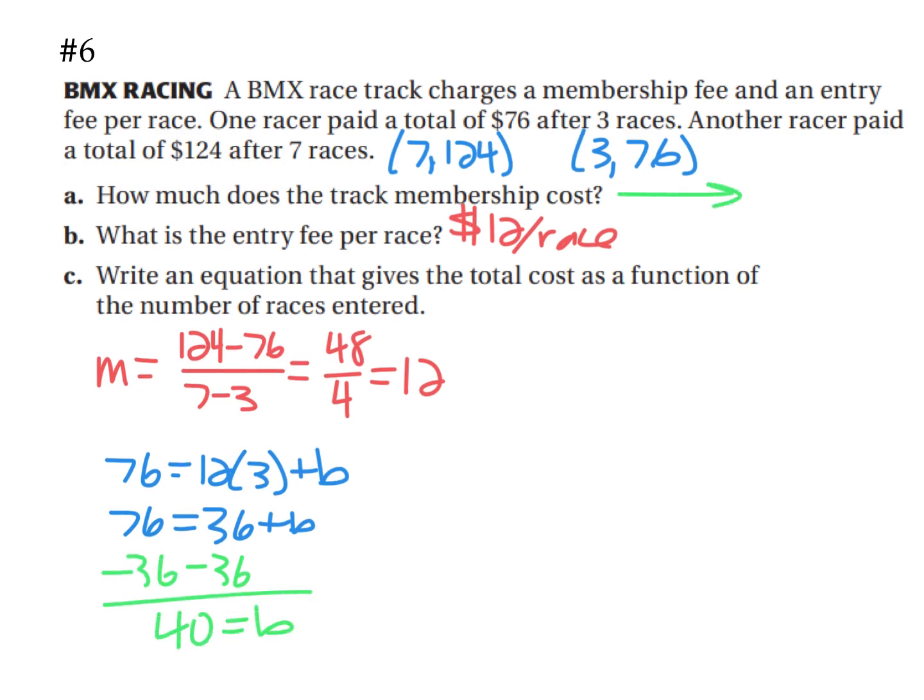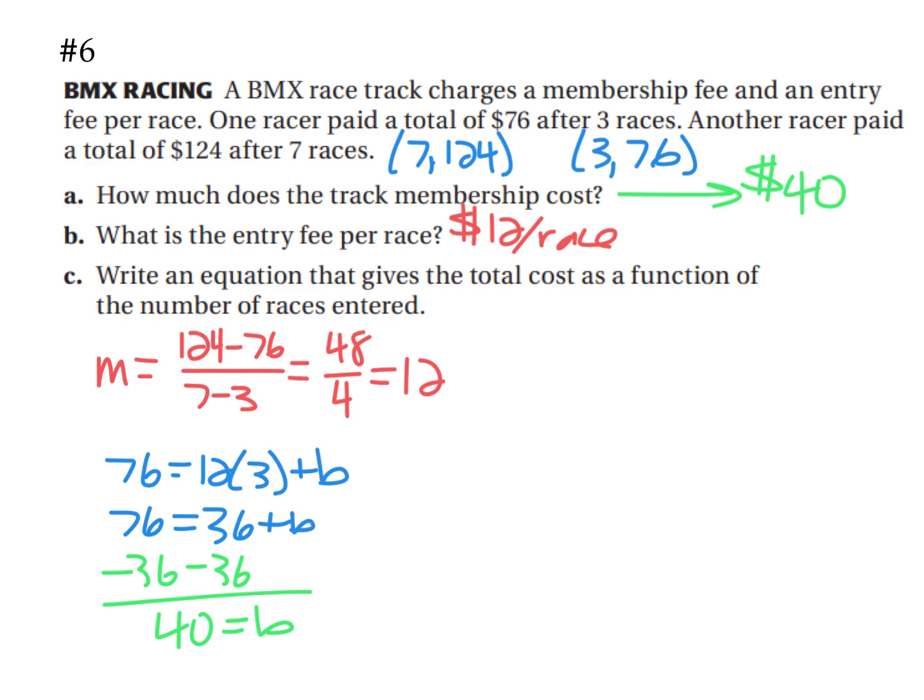Okay, that's the membership cost, $40. That's our starting amount, right? That's the initial cost. We have to pay $40 even without any races. At 0 races, there's still a cost of $40. Remember, that starting amount is a y-intercept. Think of that y-intercept as a starting amount in these application problems. Think of slope as your rate of change. That's the rate at which the cost is changing, $12 per race. That per usually indicates the rate of change part of what we're looking for.